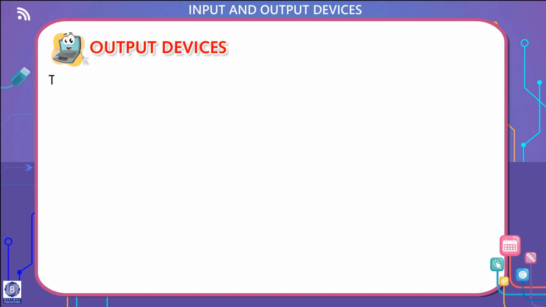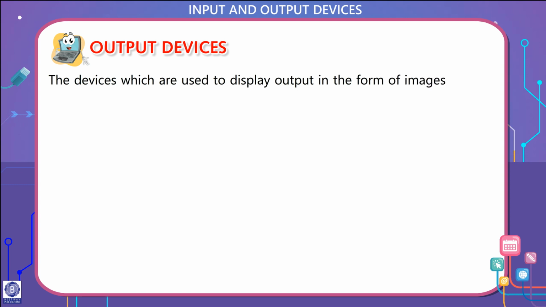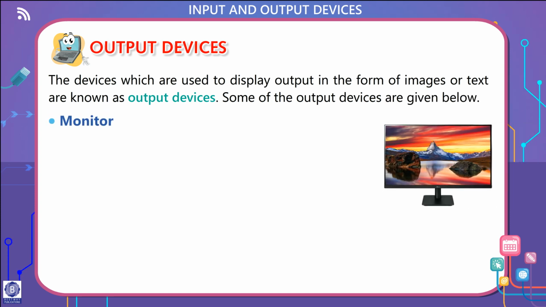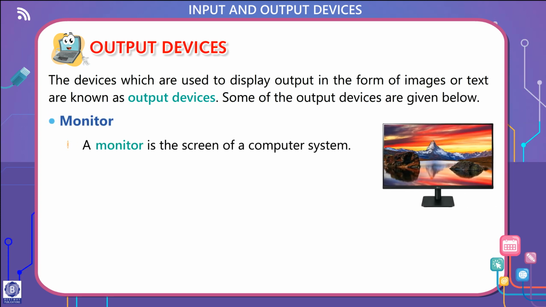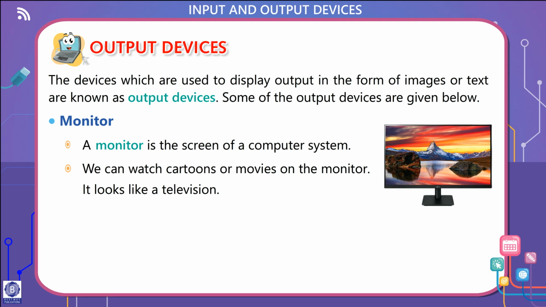Output devices. The devices which are used to display output in the form of images or text are known as output devices. Some of the output devices are given below. Monitor. A monitor is the screen of a computer system. We can watch cartoons or movies on the monitor. It looks like a television.